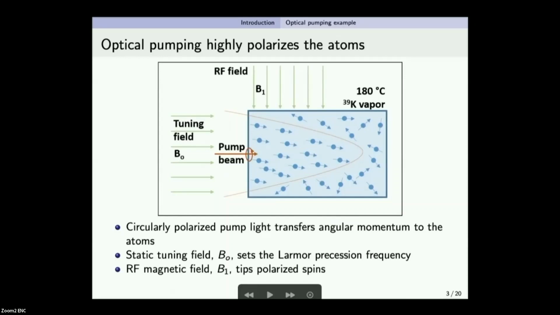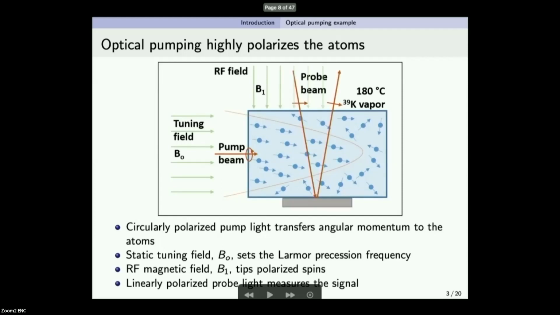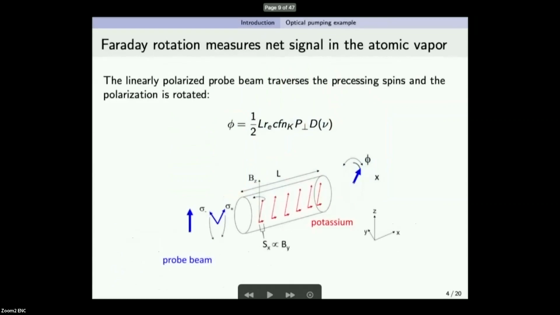Then you can send in an RF field at the precession frequency, and it will slightly tip the atoms out of alignment. Then they'll start precessing in the transverse plane. That can be measured with a linearly polarized probe beam, which measures the signal through something called Faraday rotation. Faraday rotation pretty much just relies on linearly polarized light going through a magnetized medium.